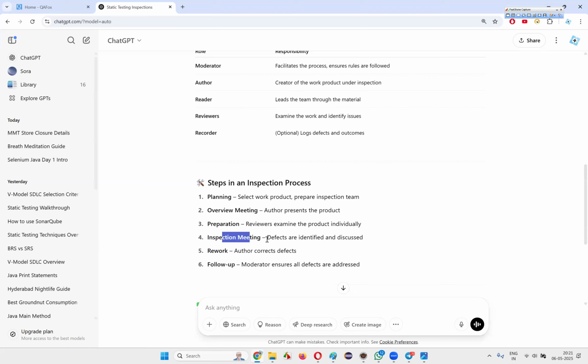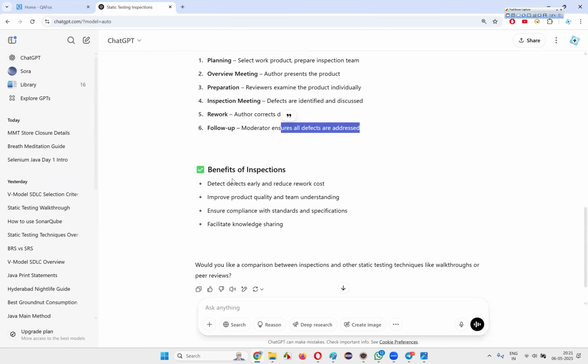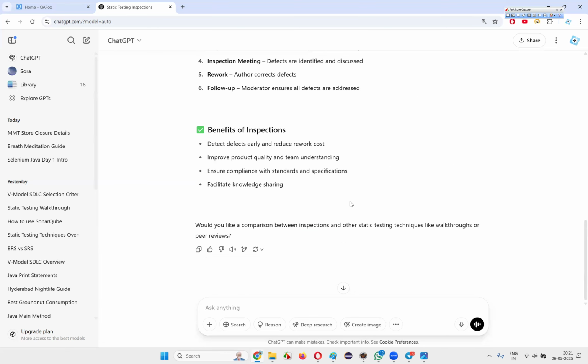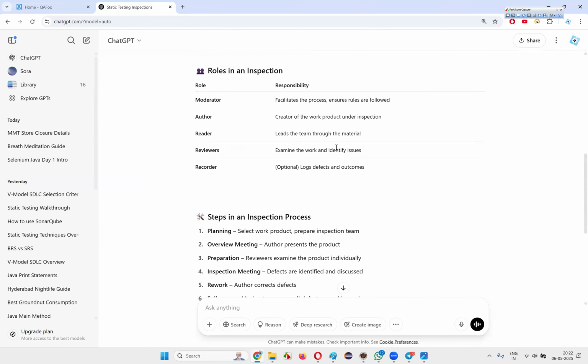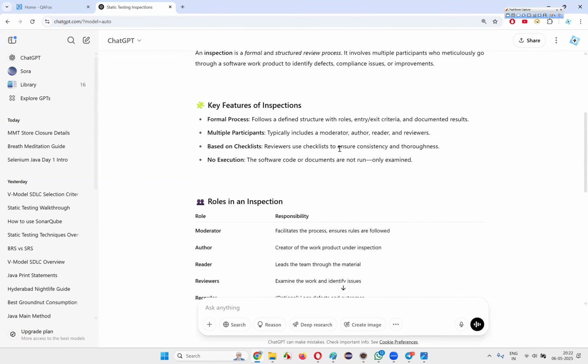After the meeting is done, all the feedback will come to the author and the author will take care of it. Then the follow-up meeting, where the moderator will finally ensure that all the defects are addressed. So this kind of process-oriented way of reviewing documents or performing verification testing is done in the inspection process. This is what an inspection process is, guys.